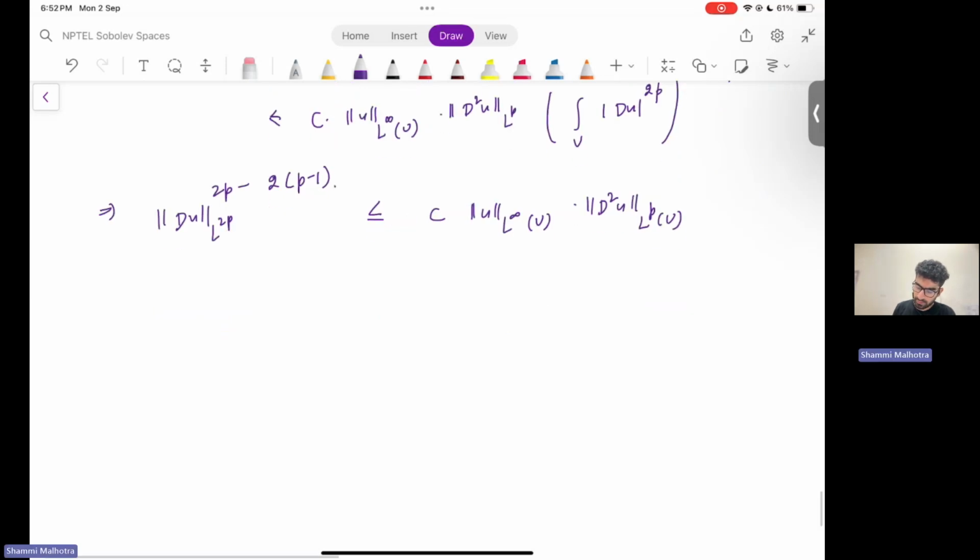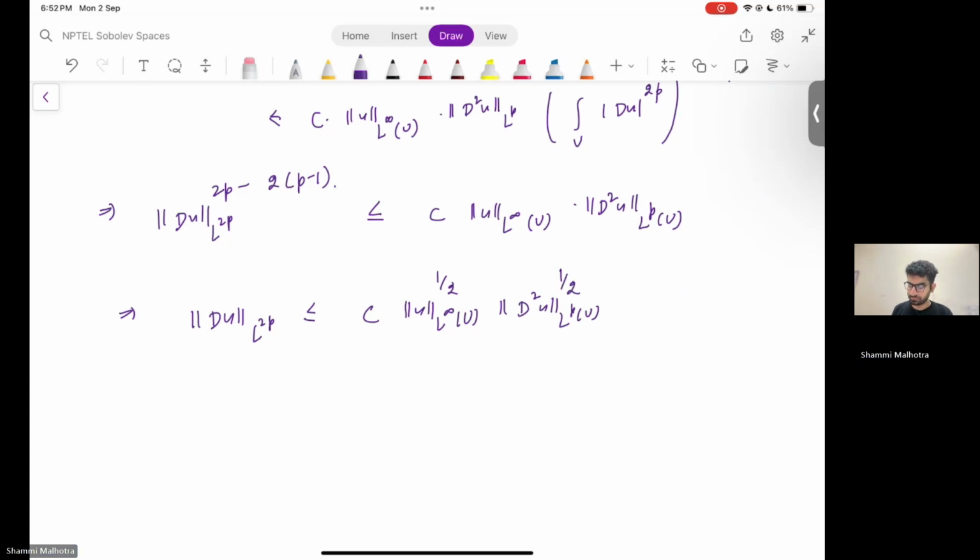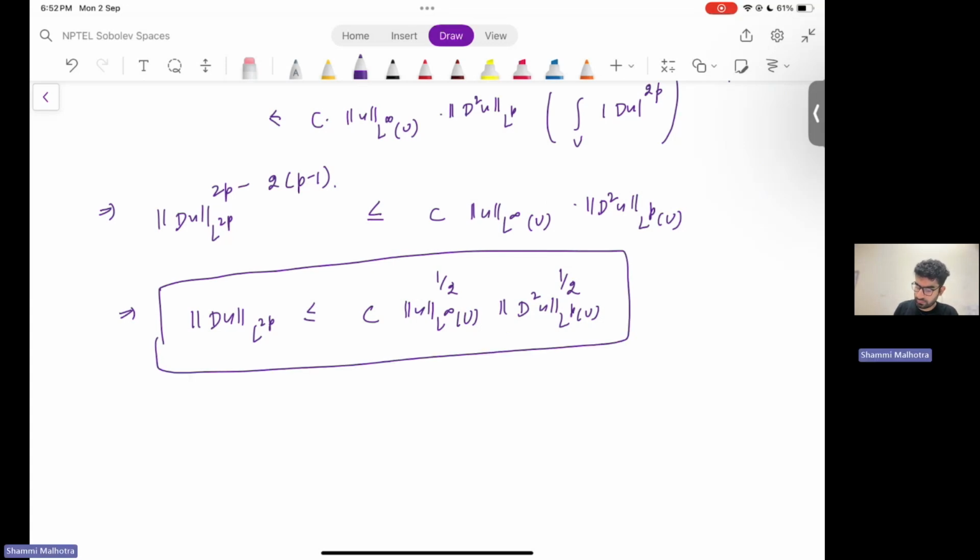Which is nothing but actually the square of the norm of Du in L2p, which just implies that the L2p norm of Du is less than or equal to some constant times the L infinity norm of u to the power of half, times the LP norm of D2u to the power of half. And this is the required inequality which we wanted. And this holds for all u in Cc infinity of U.